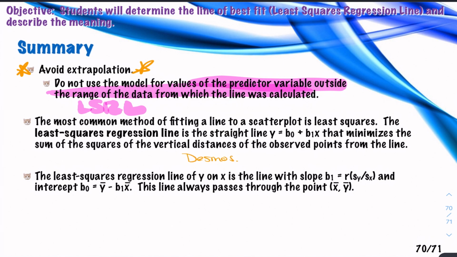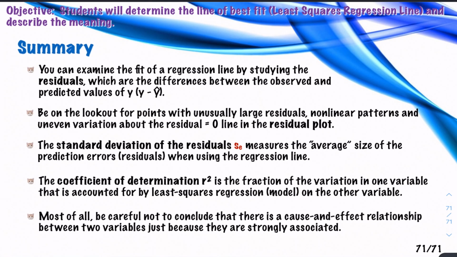And the least squares regression line of y on x is the line with the slope b1. Note, our slope comes from our correlation coefficient times the standard deviation of our y variable divided by the standard deviation of our x variable. And the y-intercept uses the averages of those two: y bar minus b1 times x bar. This always passes through the point x bar comma y bar. The average of the x value and the average of the y value will always be on our line of best fit.